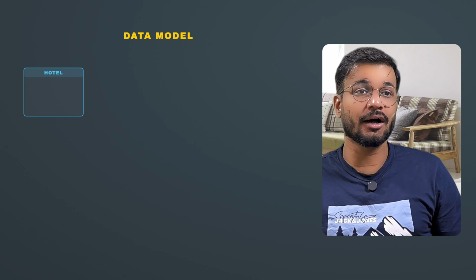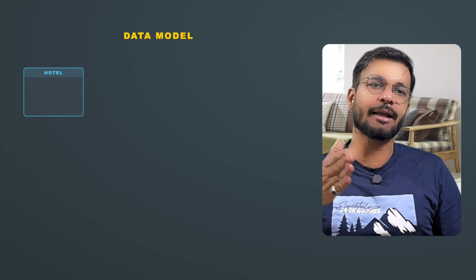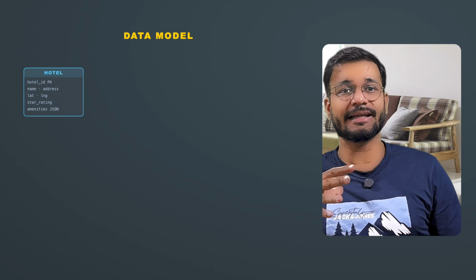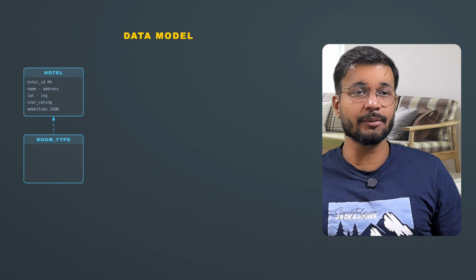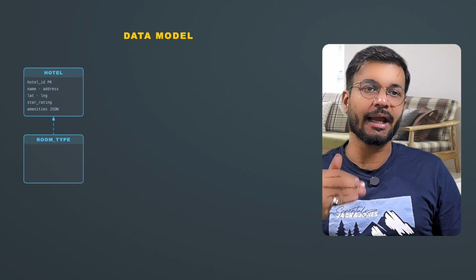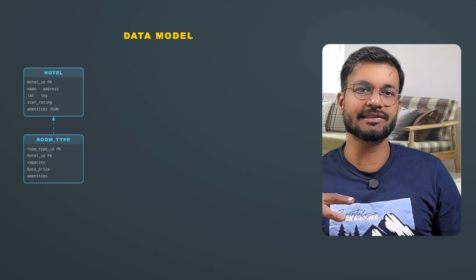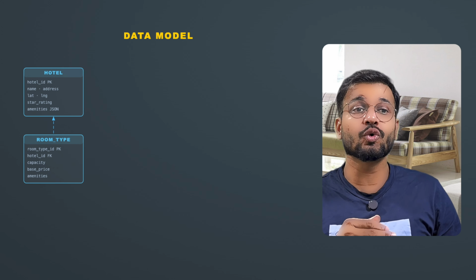Now let's look at the data model. So we have a hotel table, which has hotel ID, name, description, address, lat long, star rating, amenities, and created at. Then we have the room type table in which we define the room type ID, hotel ID, name, description, capacity, base price, and amenities. Then we have the room inventory table.